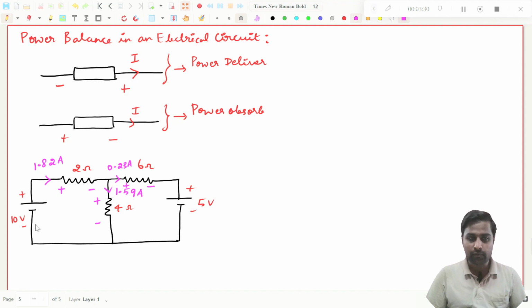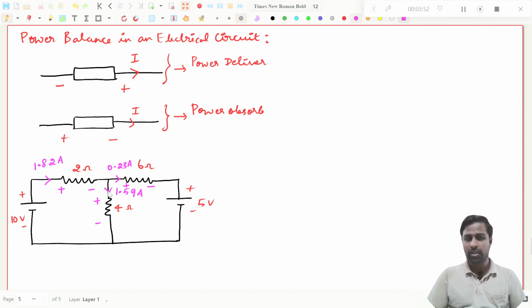This current is flowing from where? From minus to plus it is actually flowing, right? You can clearly see that this 10 volt source is delivering power in the electrical network, in this circuit. And you see this current is traveling from plus to minus, then obviously this resistor is absorbing power.